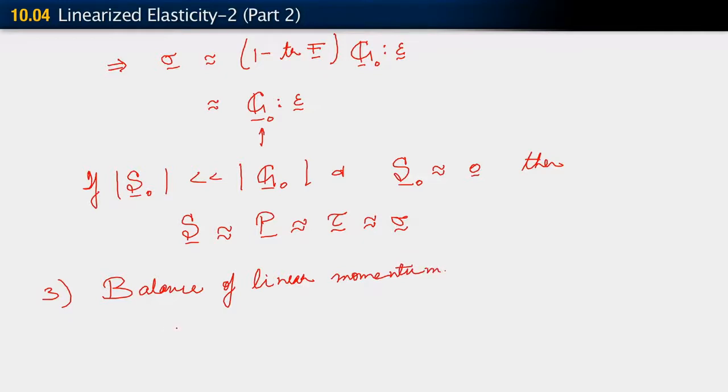Let's start out with the form of the balance of linear momentum in the current configuration, which is rho times the partial of v with respect to time plus the gradient of v times v equals the divergence of sigma plus this body force term.